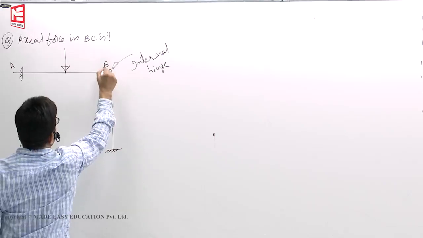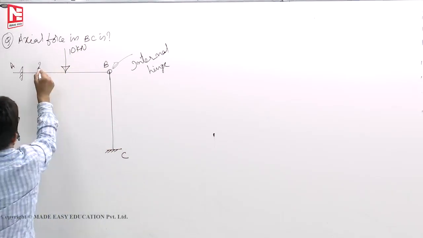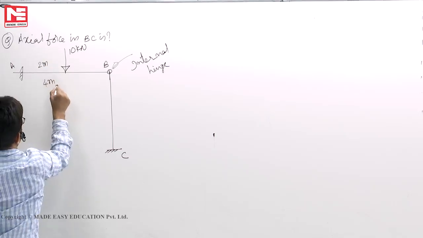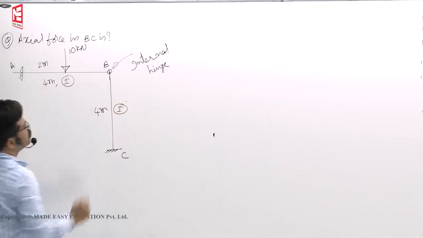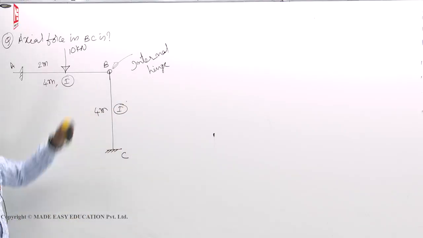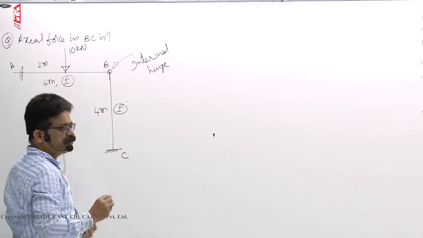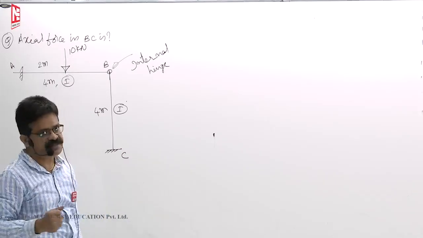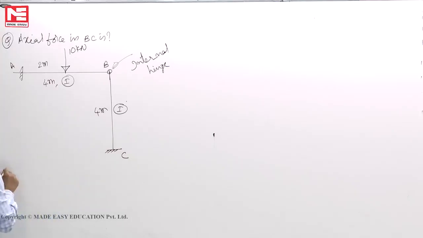A, B, C. This load, let us say 10, 2 meters, total is 4 meters, I, 4 meters, I. We have a frame now, but at B there is one internal hinge. Now you see, two ways we will solve, depending on which idea you get in the exam. For this, understanding points are like this. This is what you have studied in strength of materials.